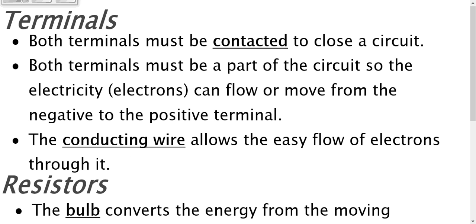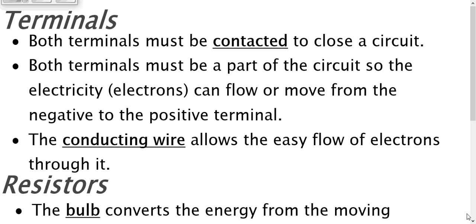So ends or terminals, both terminals must be contacted, so they must be touching to close a circuit. Both terminals must be part of the circuit so the electricity or electrons can flow or move from the negative to the positive terminal. The conducting wire allows for the easy flow of electrons through it.